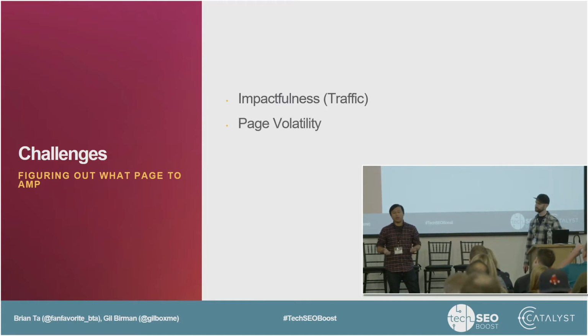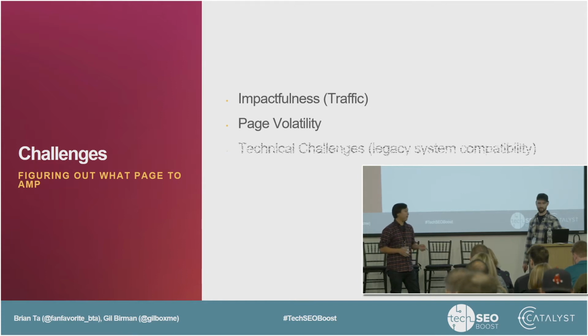So at Airbnb, code changes go out every 30 to 45 minutes. So every 30 to 45 minutes, you are seeing a new version of the website. So if the page changes way too much, we're going to start running into issues with AMP validation. That's not something that we want to deal with.